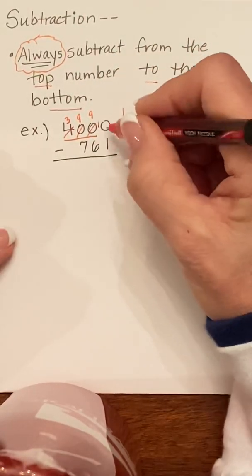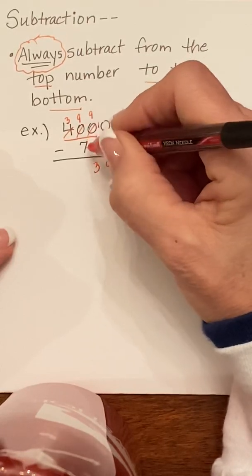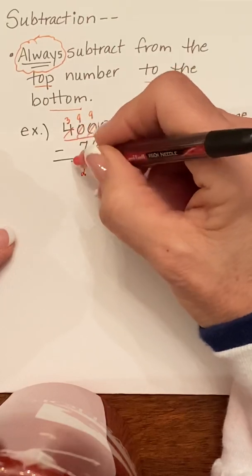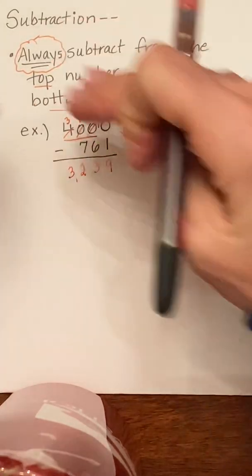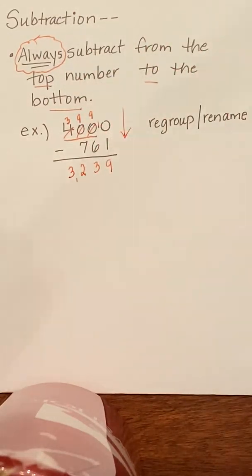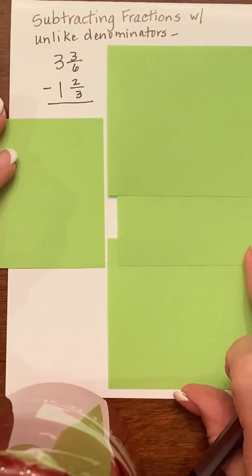All right, so 10 minus 1 will be 9. 9 minus 6 is 3. 9 minus 7 is 2. And 3 minus nothing is 3. So we're going to keep this in mind with subtraction with fractions. Now we're going to talk about subtracting fractions with unlike denominators.